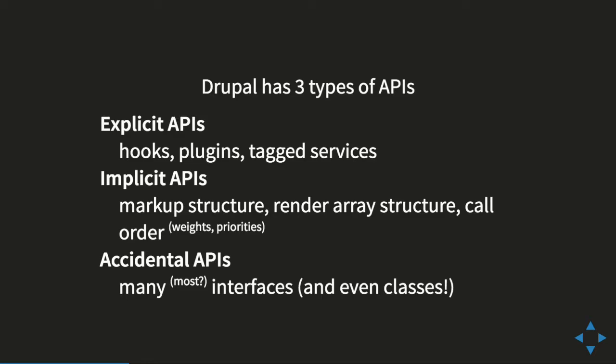And then there's the sad bucket, which is accidental APIs, because many of our interfaces, if not most, if we're very honest, and even some classes are actually also APIs. And we didn't really design them as being APIs, but we have to support them anyway.